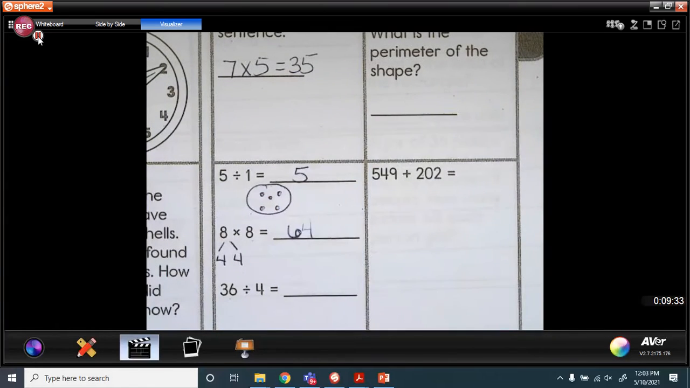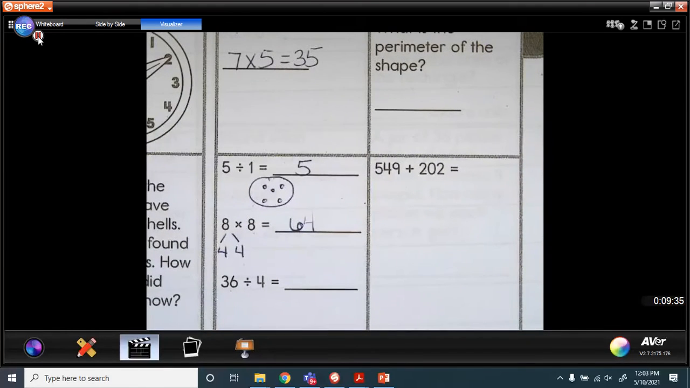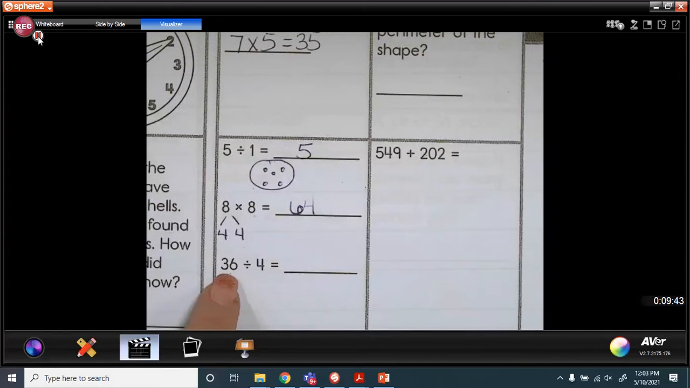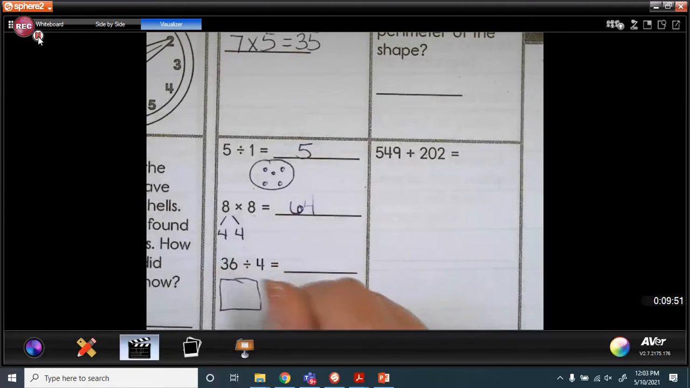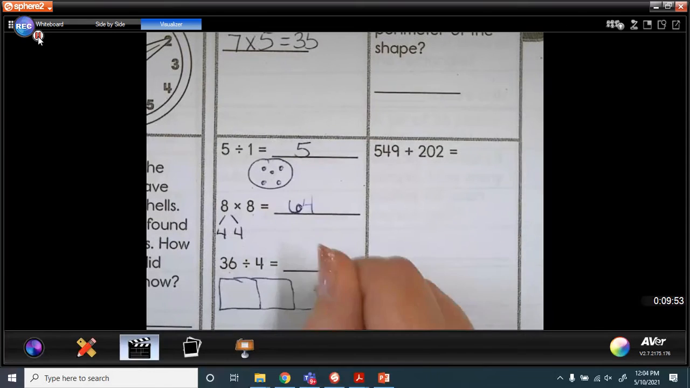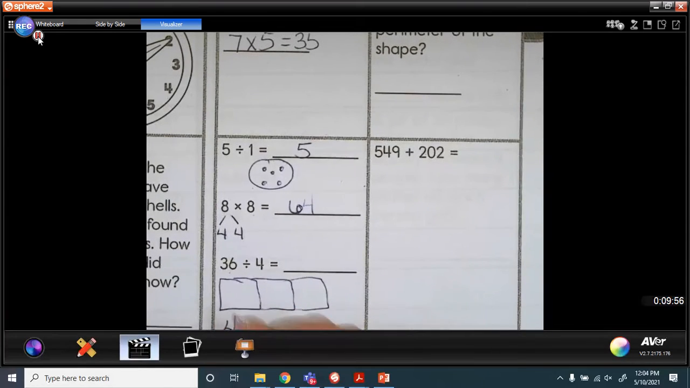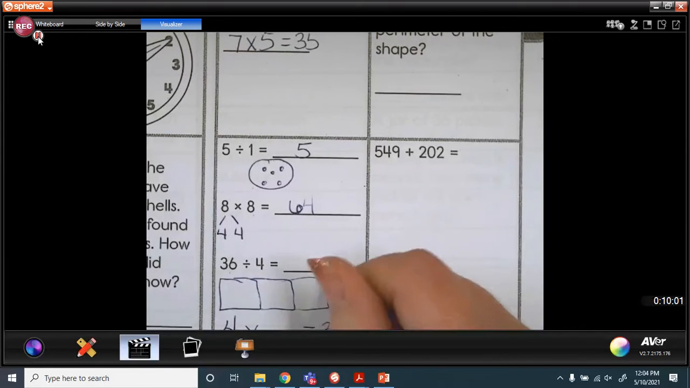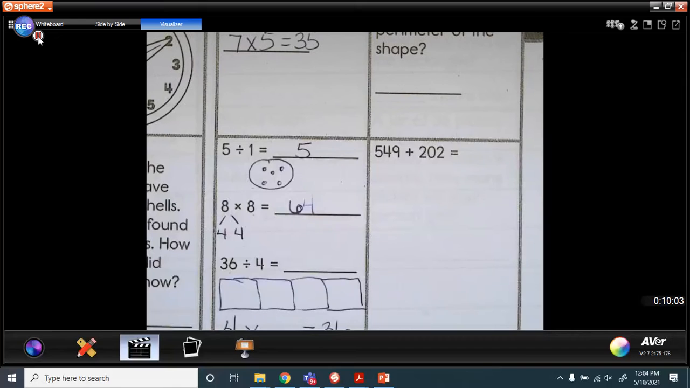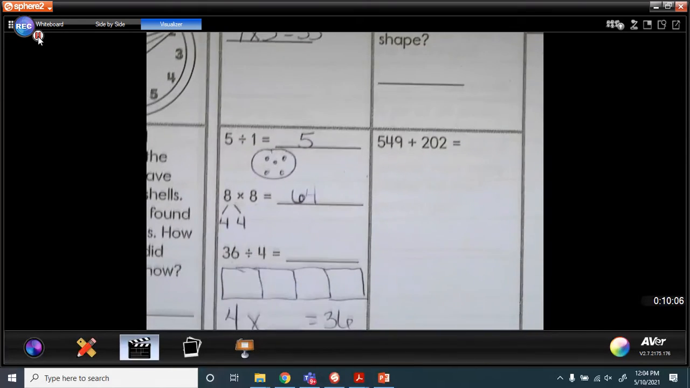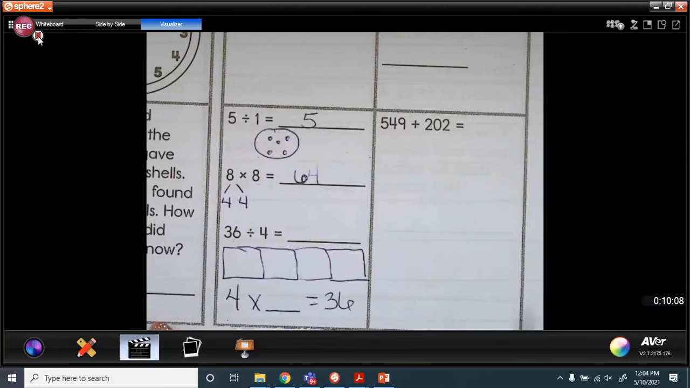Now, our next problem is division. And just as a reminder, remember division is the opposite of multiplication, which means we're going to take these objects and we're going to put them equally into 4 groups. Now, if we know our multiplication facts really well, we could say, oh, I know that 4 groups of blank is going to give me 36. But if we don't know that, then we could take and put these objects into equal groups.